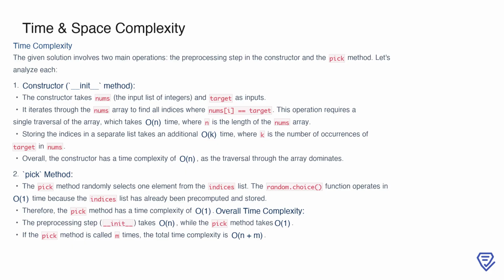Now, for the pick method, it utilizes the pre-computed indices list and selects a random element from it using the random.choice function. Since this operation is constant time, the pick method has a time complexity of O(1). Combining both, the overall time complexity is O(n) for preprocessing, and if the pick method is called m times, the total time complexity becomes O(n + m).